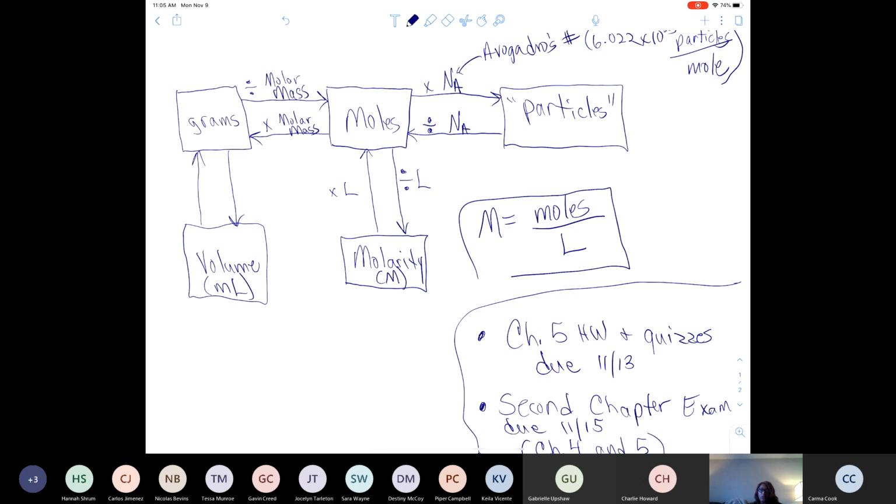And the moles are the moles of the solute, which is the part of the solution that gets dissolved. And the liters is for liters of solution, the total number of liters of the solution.